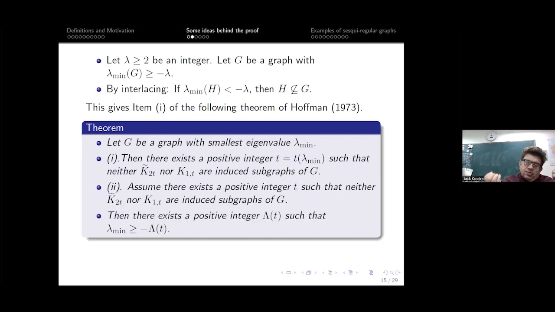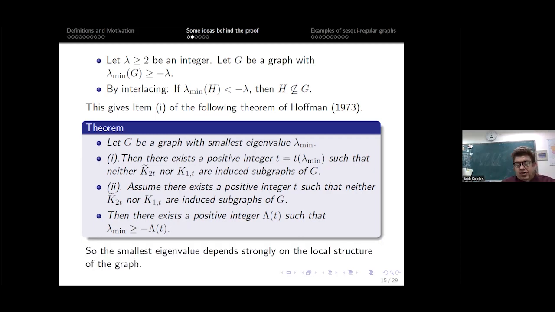So that is why. But the second item is very interesting because that is somehow strange. Suppose that you have a positive integer t such that G does not contain K tilde 2t as an induced subgraph, nor K_{1,t}. Then there exists a positive integer lambda_t such that the smallest eigenvalue is at least minus lambda_t. And this lambda_t does not depend on the graph G. So this is very strange, because this says that the smallest eigenvalue of a graph is very strongly dependent on the local structure of the graph. Because these two graphs are very local, you only look at the neighborhood of a vertex in a graph.